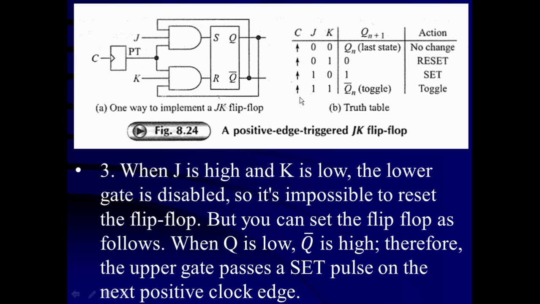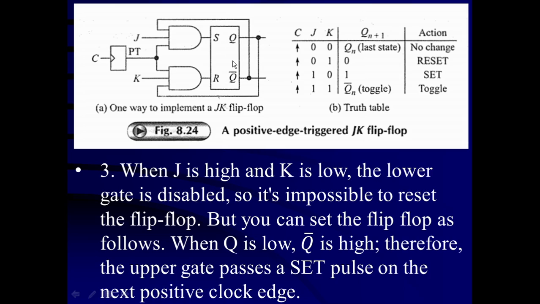Now the last entry in the truth table: J is equal to 1 and K is equal to 1. Both possibilities are open now. The flip-flop can be set and the flip-flop can be reset also. It depends upon the output condition or output state of the flip-flop.